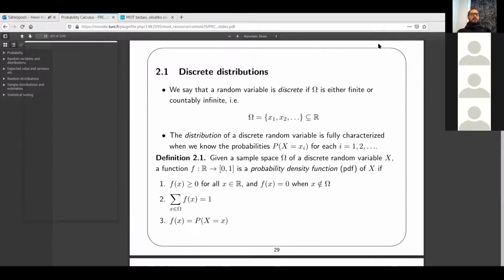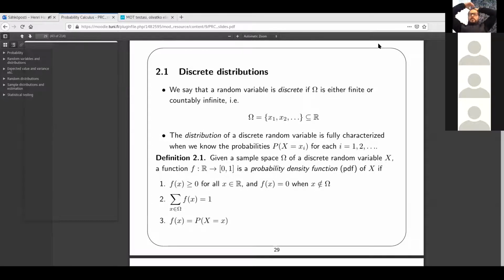Let's start with discrete distributions. They're in some ways simpler. The calculations tend to be harder, but they're usually simpler to understand. So we say that the random variable is discrete if the sample space is finite or countably infinite, meaning that the sample space contains some list of values. The list itself could be infinite, but as long as we can ascribe a natural number to each of the possible values, then we say that it's discrete.